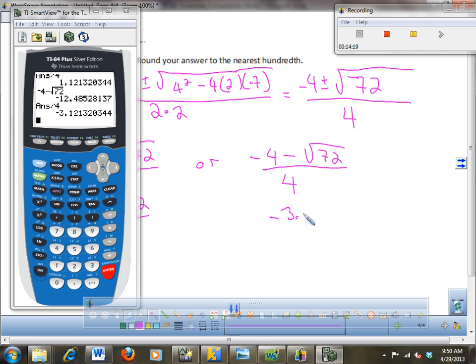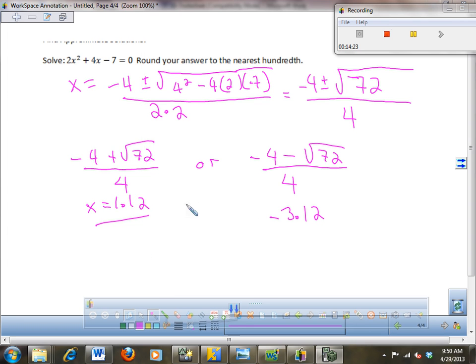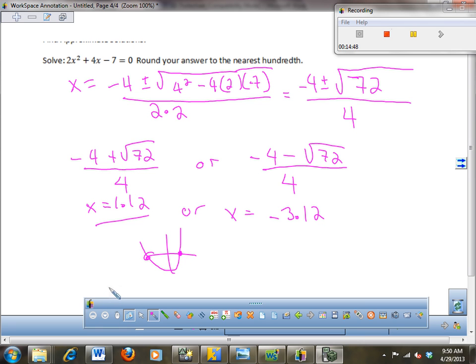Negative 3.12. And those are your two answers. X equals positive 1.12 or negative 3.12. And again, what that means, what you're finding is where on this parabola is x equal to 0. And one place is over here at negative 3.12, and over here is at positive. So you're finding these two places where it crosses the x-axis.